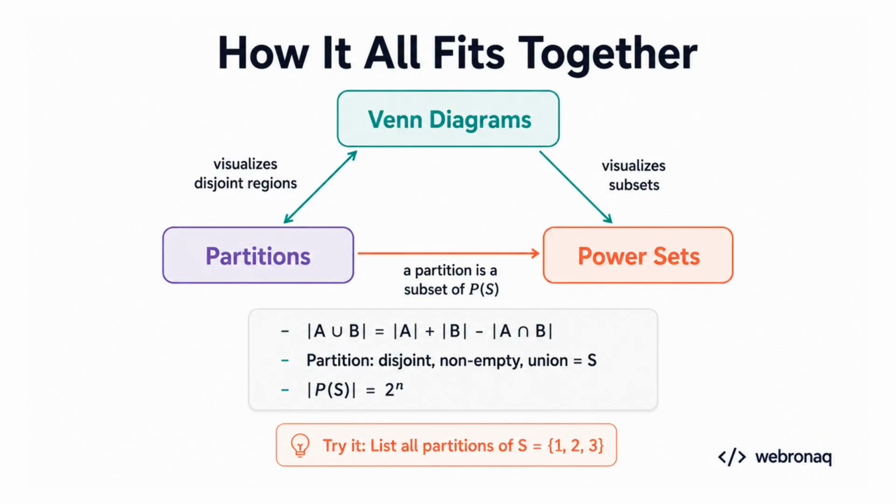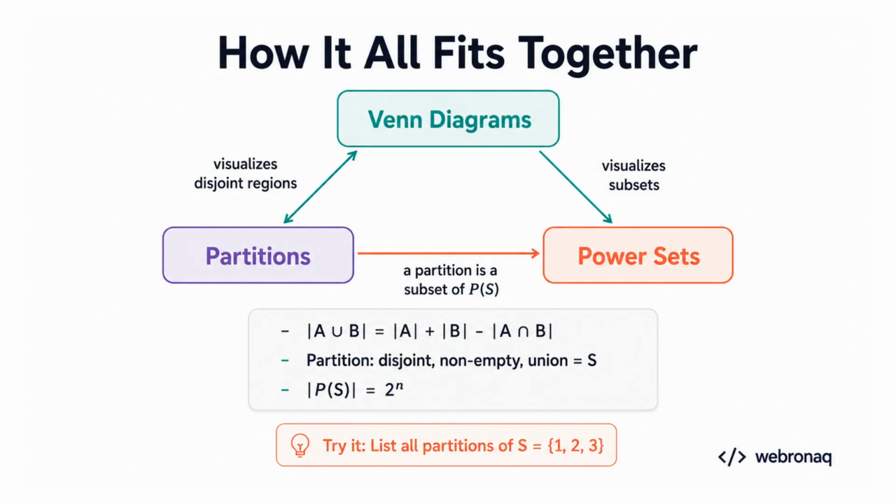Alright, let's bring it all together. These 3 concepts form a connected family of ideas. Every partition of S is a collection of subsets of S, so it lives inside the power set of S. It is a special subset of P(S), where the pieces are disjoint and cover everything. Venn diagrams give you a visual language to see both. Overlapping regions show unions and intersections, and non-overlapping regions illustrate partitions.